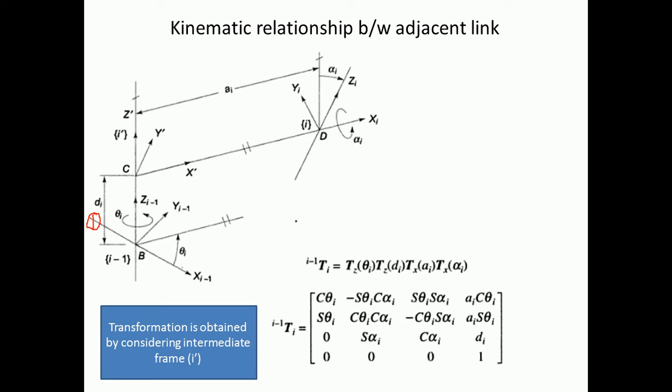Over here you can see that the first parameter is d_i, which is called the joint offset. The second parameter is theta_i, which is called the joint angle, the third parameter is a_i, which is called the link length, and the fourth parameter is called the twist angle, alpha_i.